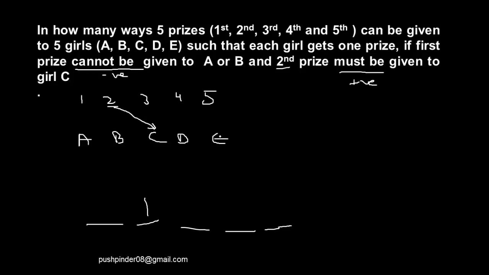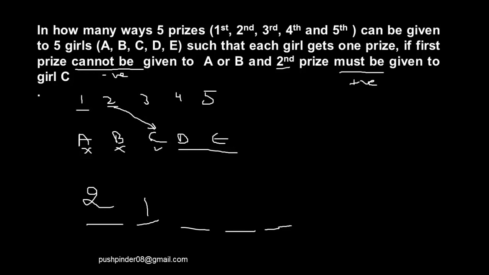Now let's satisfy the negative conditions. First prize cannot be given to girl A or B. Now how many ways are there to give the first prize? The first prize should not be given to girl A or girl B, and the second prize has been given to girl C. So that means for the first prize there are only 2 options left. I hope everyone is understanding. We cannot give first prize to A or B.